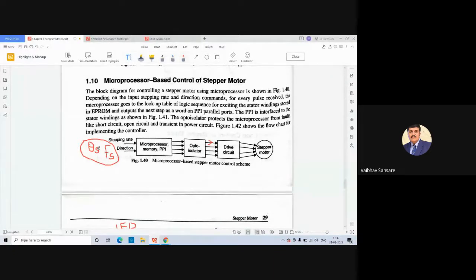Say we provide theta s equal to 15 degrees. That means the microcontroller or microprocessor should command a logic sequence in such a way that after receiving each excitation pulse to each phase, the motor will run with a step angle of 15 degrees. So these are the desired values of operation for the stepper motor.